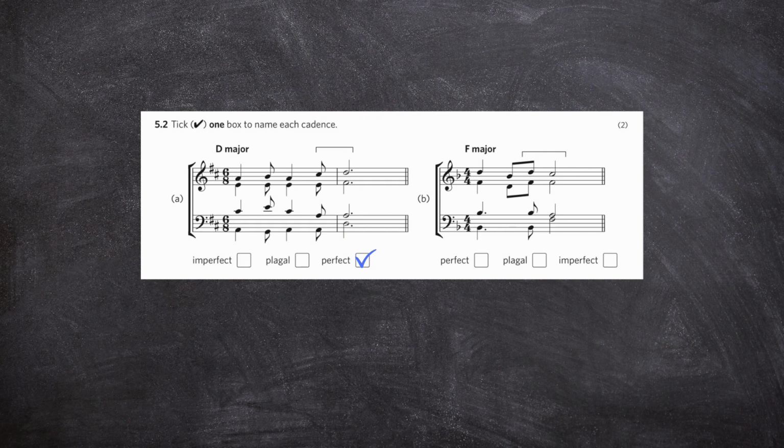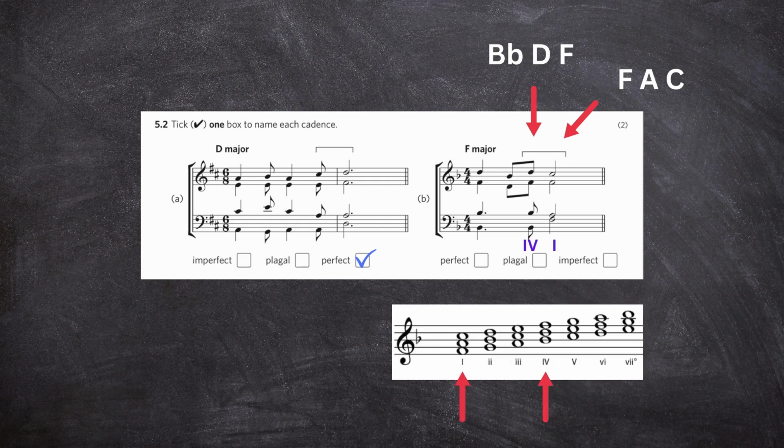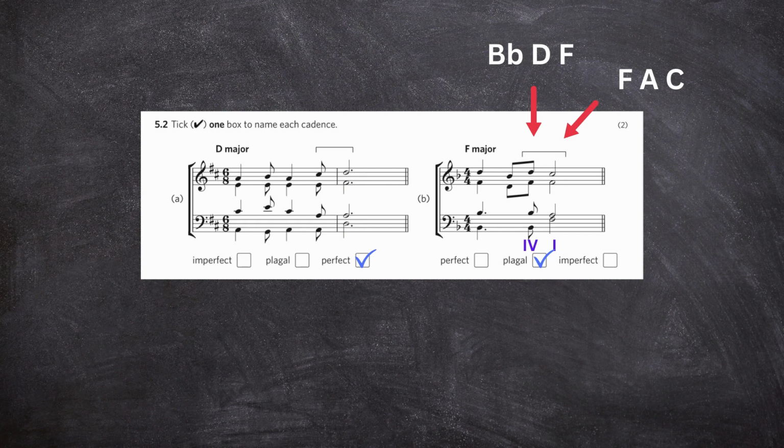Question B is in F major. The penultimate chord is B flat, D, and F. The last chord is F, A, C. The cadence is from subdominant to tonic, therefore the answer is plagal cadence.